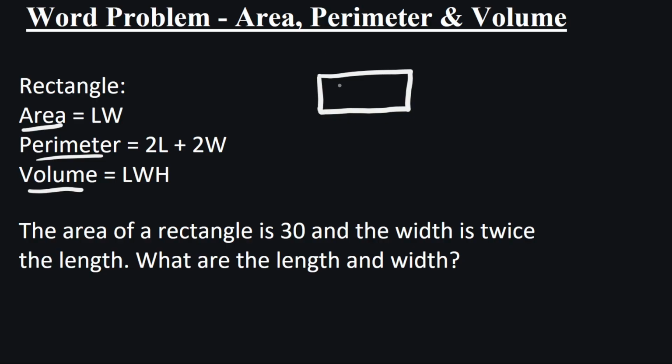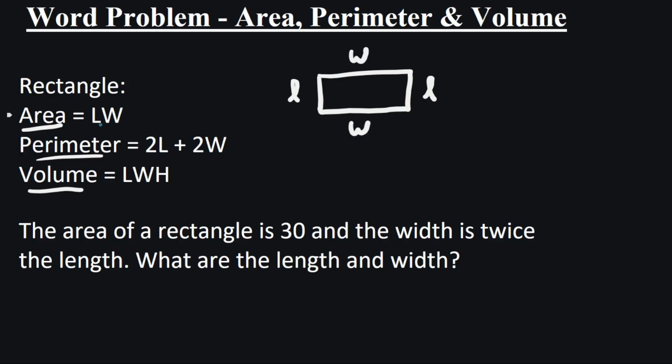And a rectangle has four sides to it, 1, 2, 3, 4. The shorter sides are called length, so we'll represent that with an L. It has two lengths, one over here and one over here. And the wider side is called the width. We'll represent that with the letter W. It has two widths, one up here and one down here.